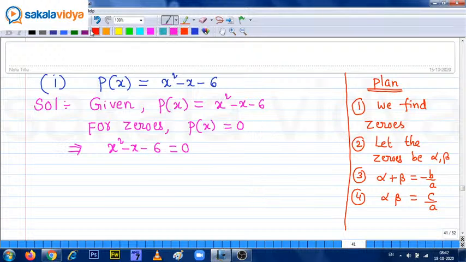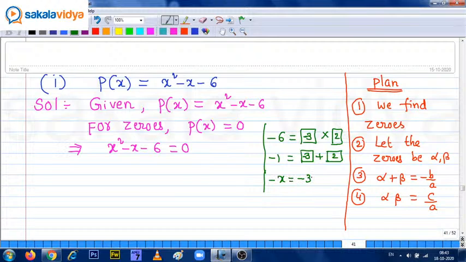Here we get minus 6, into the x square coefficient 1, so minus 6 should be the product of two numbers, and the x coefficient minus 1 should be the sum of the two numbers. That means we need two numbers whose product is minus 6 and whose sum is minus 1. Write down 3 and 2. Here 3 plus 2 is 5, but we need minus 1. Put a minus sign here: minus 3 plus 2 is minus 1, and minus 3 into 2 is minus 6. So we split the middle term minus x as minus 3x plus 2x.